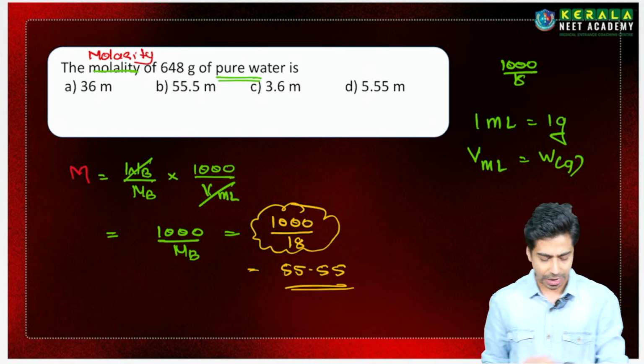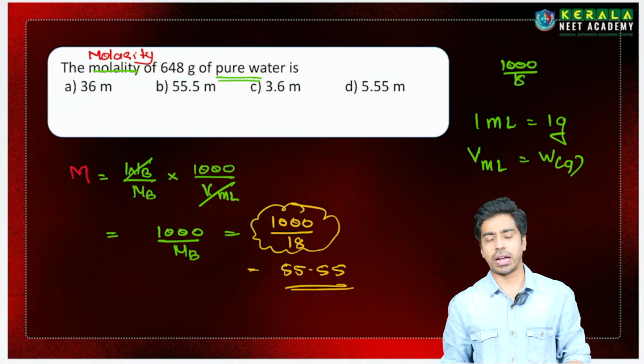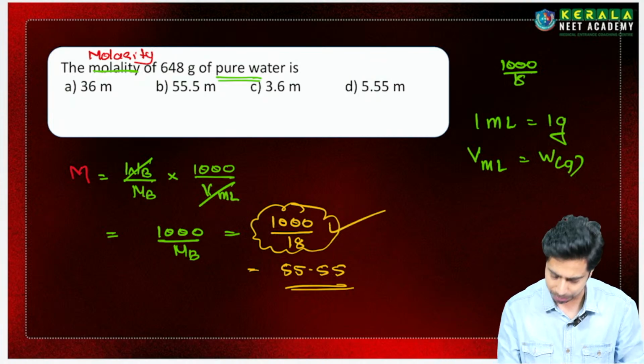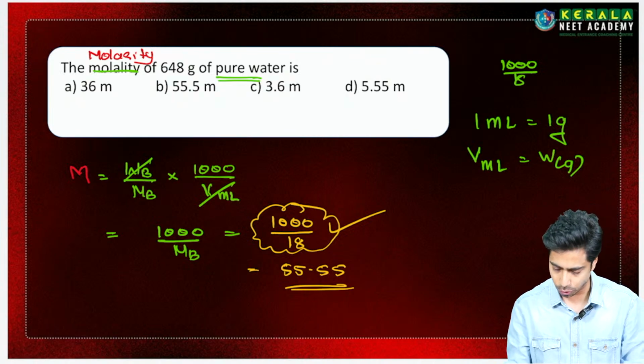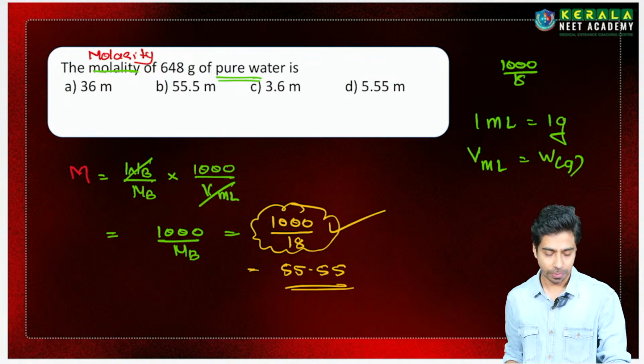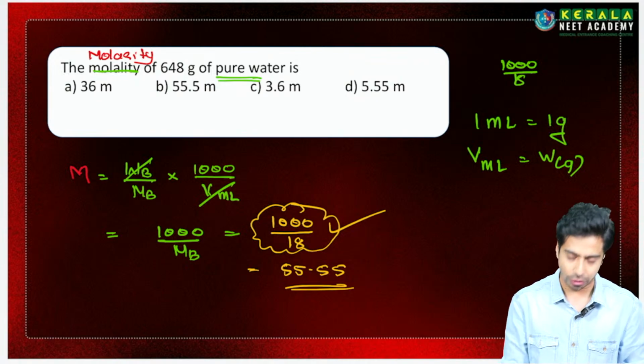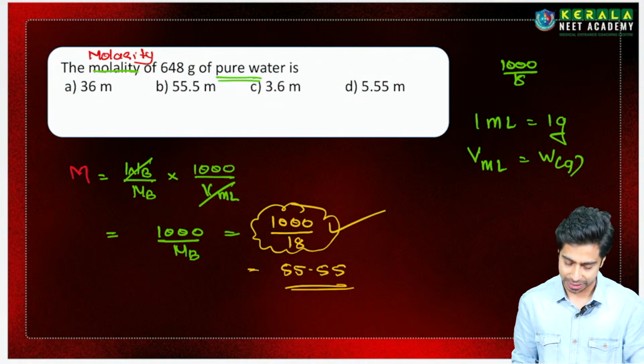In chemistry, in most of the calculations we have this value 1000 by 18. There will be repeated calculations, so learn the value by heart, 55.55. Okay, we are calculating the molarity, not the molality. I calculated the molarity.